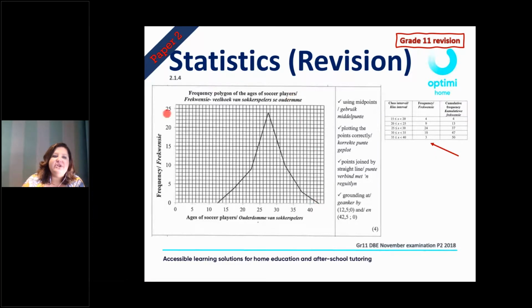I assume that they would have given you the headings and the labels for your X and your Y axis. If they didn't, you need to remember to label that. They usually award marks for it if they didn't provide it to you.